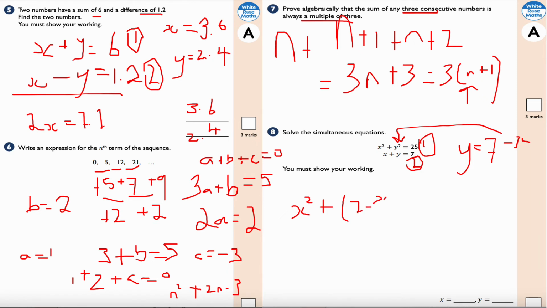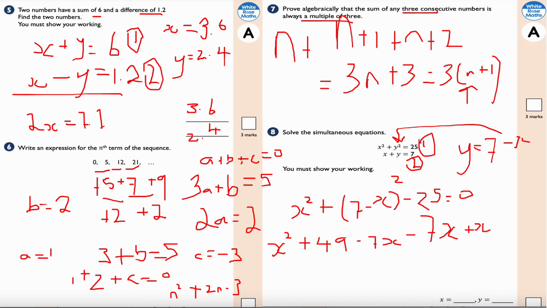x squared plus 7 minus x all squared. Okay, let's just bring the 25 over. So minus 25 has to equal 0. Okay, so hopefully it's making sense so far. Expanding this bracket, okay, let's do it carefully, guys. I get x squared plus, so 7 times 7 is 49. 7 times minus x is minus 7x. Minus x times 7 is minus 7x again. And then minus x times minus x is plus x squared.